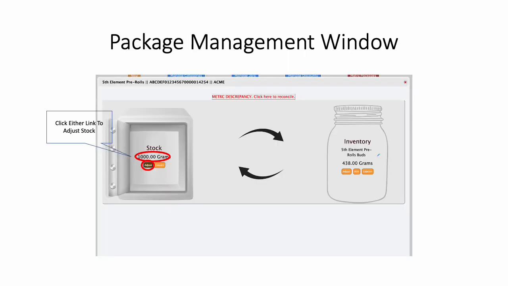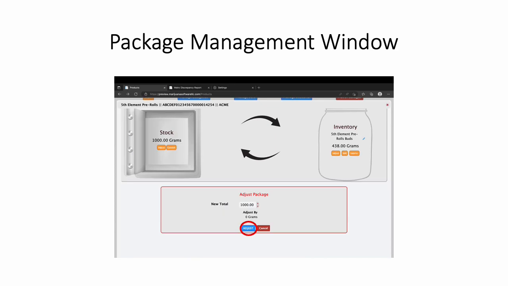Back to the package management window. Let's say you need to adjust the stock quantity. You can do this by clicking on the quantity or clicking on the adjust button below that. Then enter in the new total and click adjust.